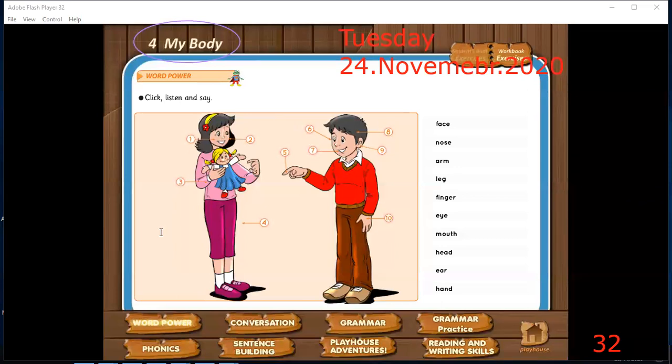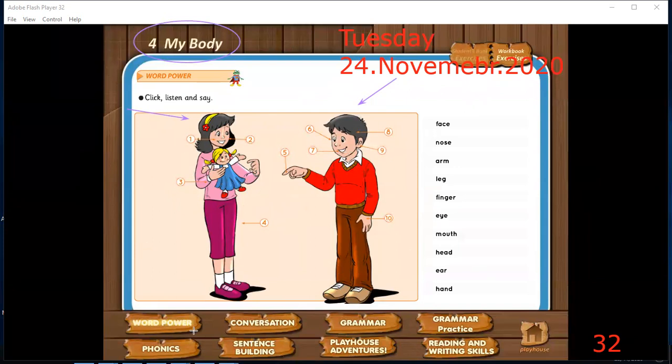Well done, super. Okay, what do you see, teacher, in this picture? We can see a boy and a girl, good job. Today, teacher, we are going to talk about my body. Let's go and see what's my body. What do you mean by my body?